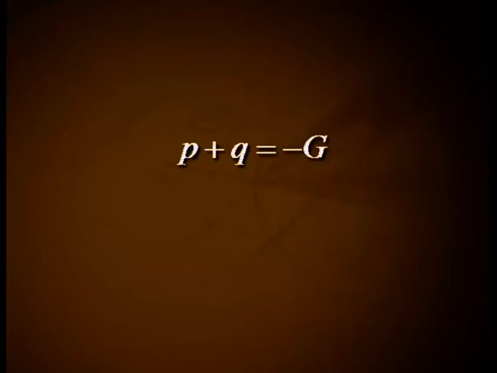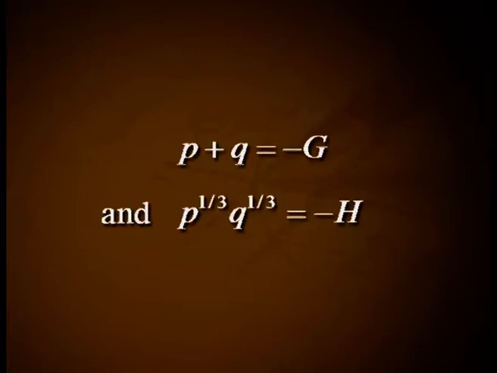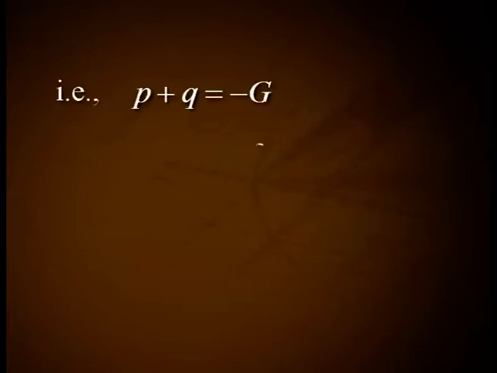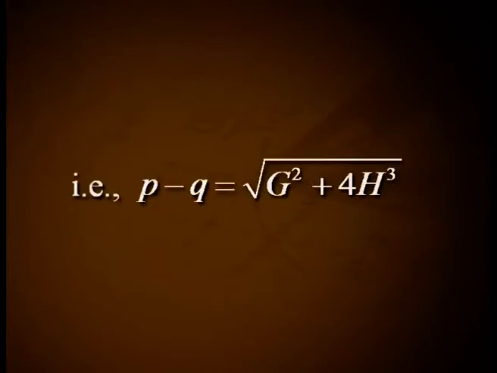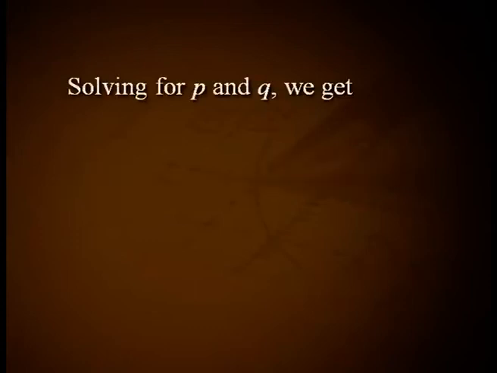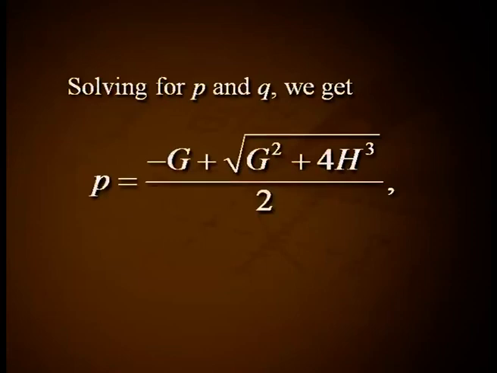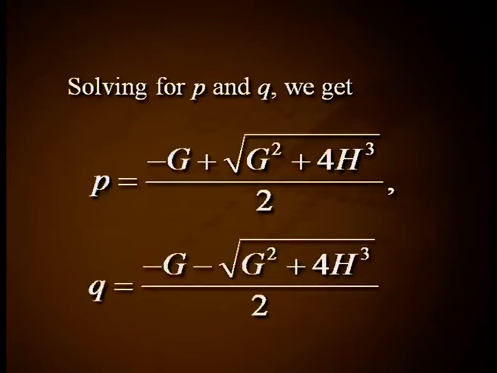Comparing the coefficients in 8 and 9, we have p plus q equal to minus g and p raised to 1 by 3 into q raised to 1 by 3 equal to minus h. That is p plus q equal to minus g and p into q equal to minus h cube. Now, p minus q equal to p plus q whole square minus 4 p q, raised to 1 by 2, that is p minus q equal to root of g square plus 4 h cube. Solving for p and q, we get p equal to minus g plus root of g square plus 4 h cube, by 2, q is equal to minus g minus root of g square plus 4 h cube, by 2.